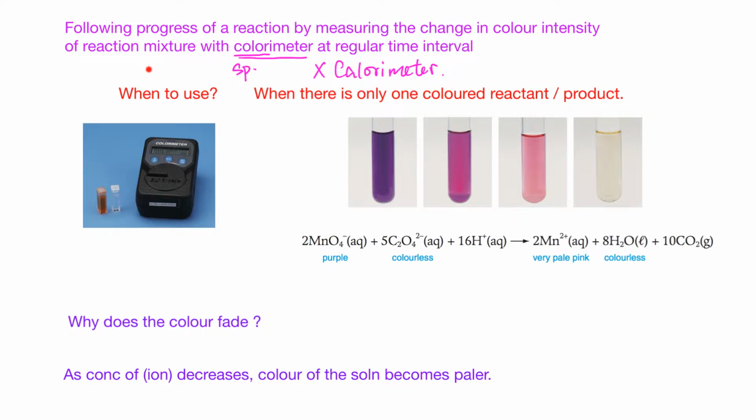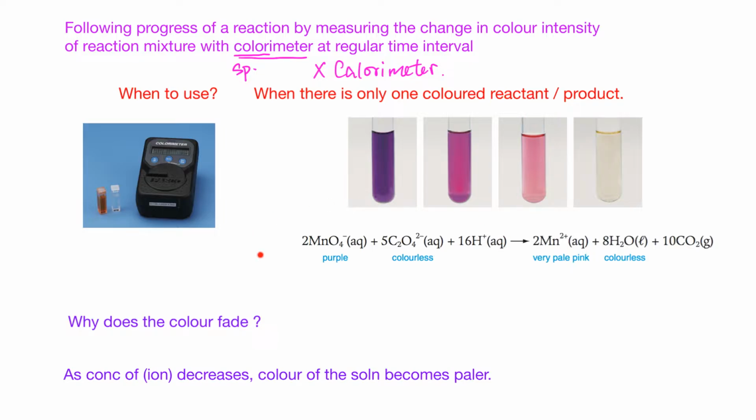We can only use this when the reaction mixture has one colored reactant or one colored product. For example, here we have permanganate, which is purple, and on the reactant side we also have C2O4 2-, which is colorless, and H+ is also colorless. So on the reactant side we have a purple solution. But in the product, it changes to very pale pink or almost colorless, where water and carbon dioxide are also colorless.